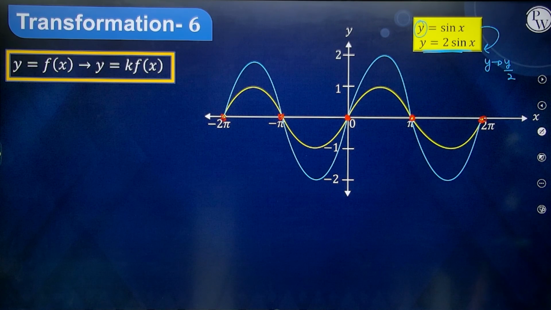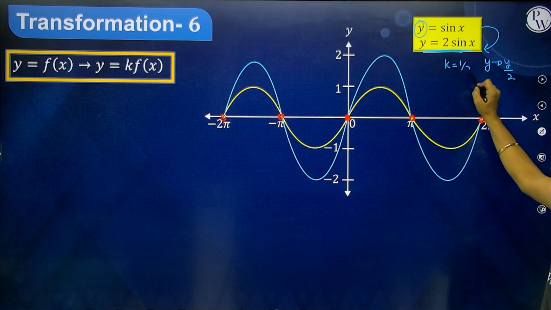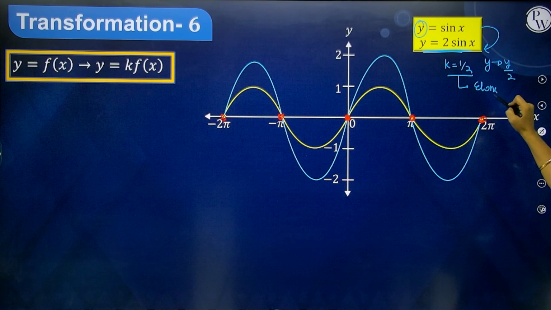Ultimately, you're going to get the graph of 2 sine x, because k is equal to 1 by 2, which is lesser than 1. That's why elongation or stretching will take place.